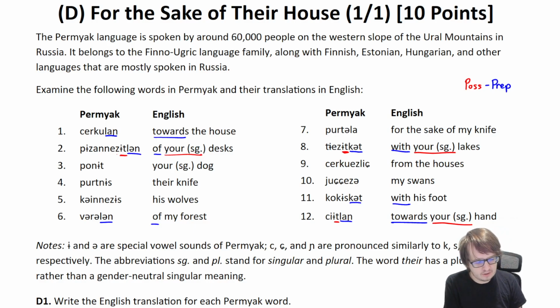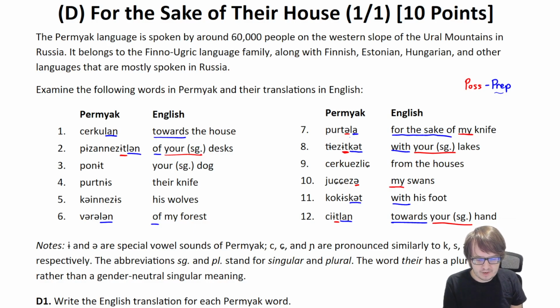Well, if we take a look at 7 and 10, we can reason something out here. And this might seem a little odd, but I think we're right about this. So if we take a look at my in my knife and my swans, what we see is this at the end. And in 7, we see the right before this thing called la. Now, the reason I think that this is what my means is because if we take a look at 7, we've guessed in our structure that the prepositional meaning comes after. So for the sake of would in fact be la at the end there. So we can actually get that information.